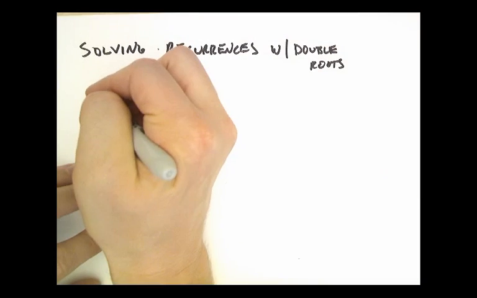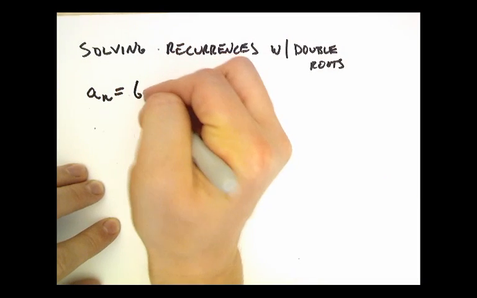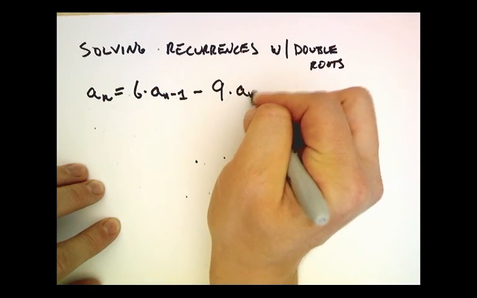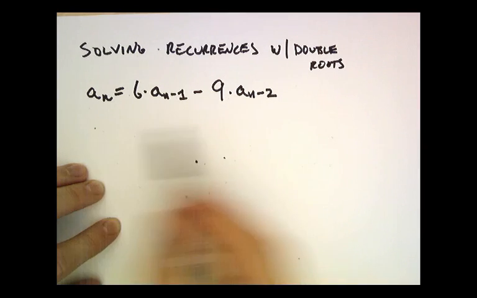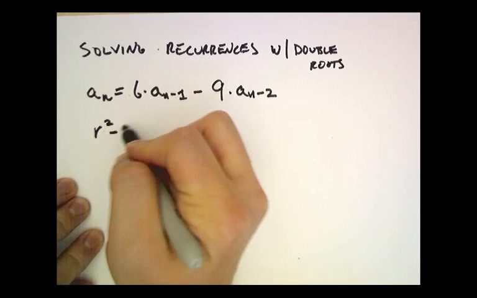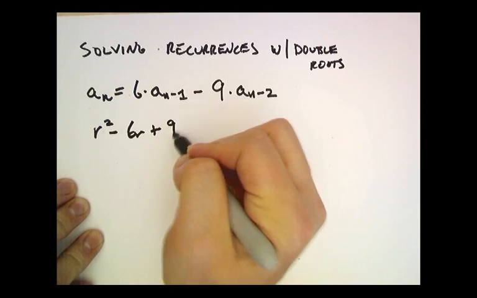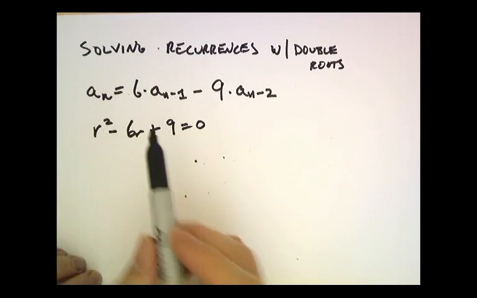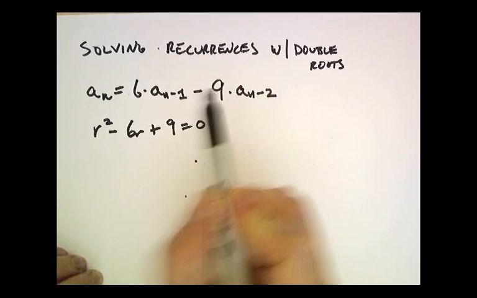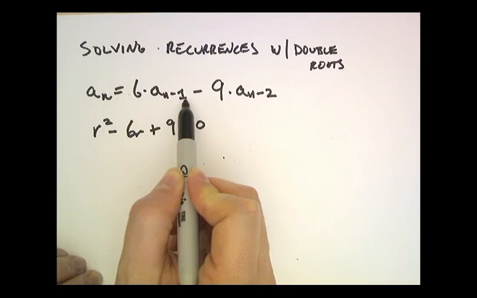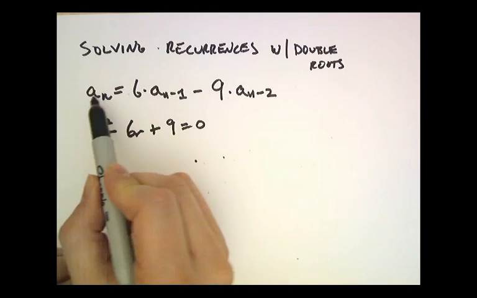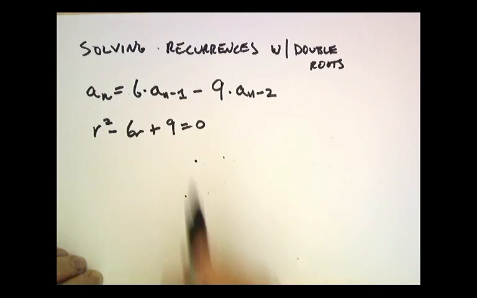So for example, if our recurrence is an equals 6 times an minus 1 minus 9 times an minus 2, what's the characteristic polynomial? Well, it's going to be r squared minus 6r plus 9 equals 0. And by the way, if this 9 were a 0, say we just had an equals 6 times an minus 1, then this 9 would become a 0. So don't get scared off if you only see an equals something times an minus 1.